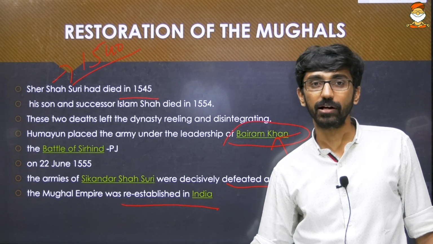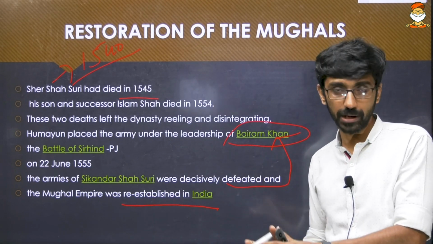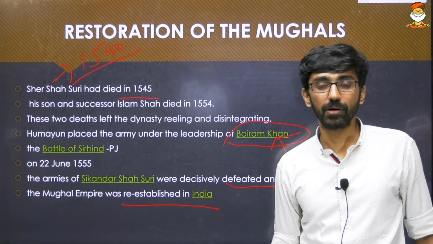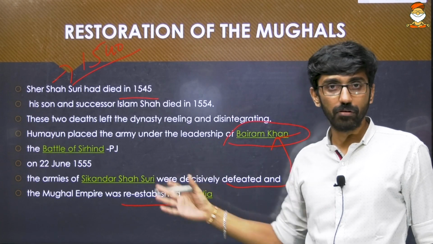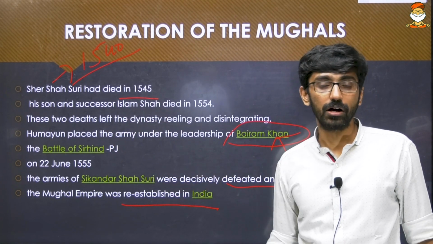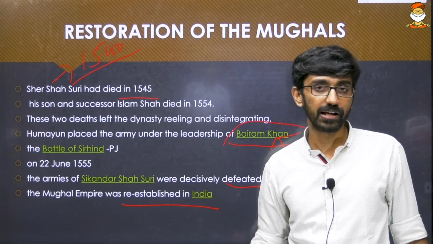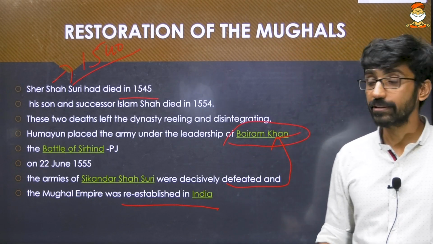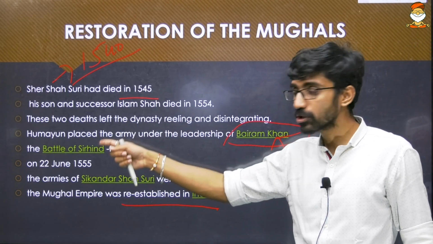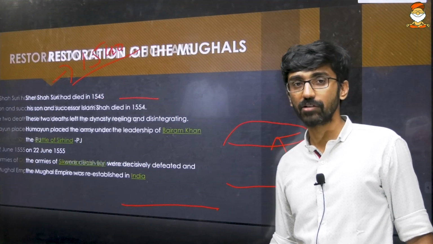The second restoration happened. I think many people have heard about the Second Battle of Panipat, where Akbar defeated Hemu, one of the officials of the Sur Empire, who also declared himself king, Hemchandra Vikramaditya. That is the actual restoration of the Mughals. But the first restoration happened with the Battle of Sirhind, with Bairam Khan.